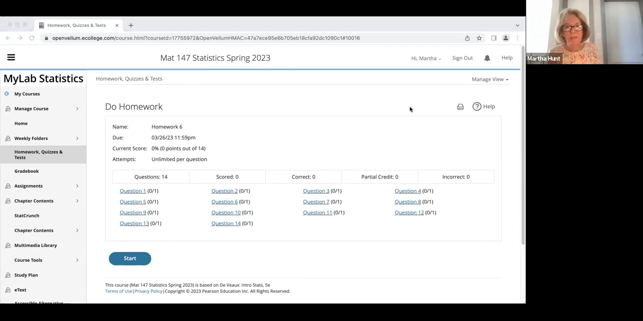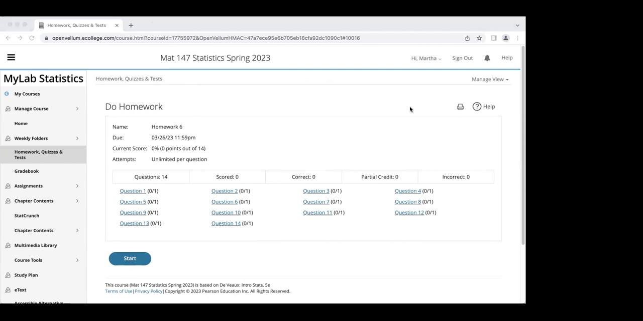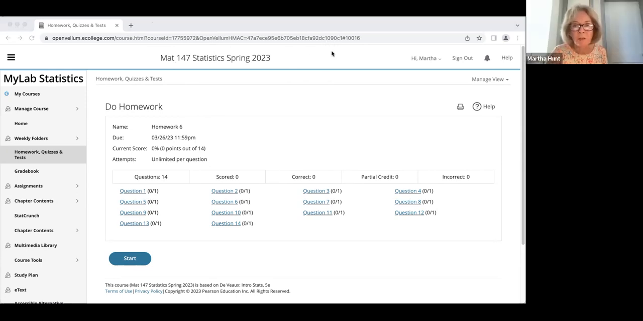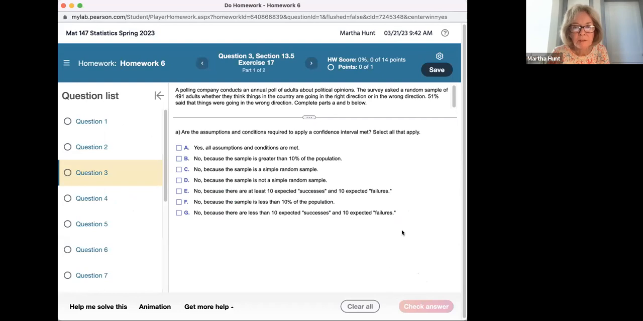So problem 3 says a polling company conducts an annual poll of adults about political opinions. Can you switch your screen over? It's still on the homework page. Oh, thank you for telling me that. Okay, I gotcha. All right. So we have a new share. No, it didn't switch, did it? New share. Here it is. Thank you for speaking up.